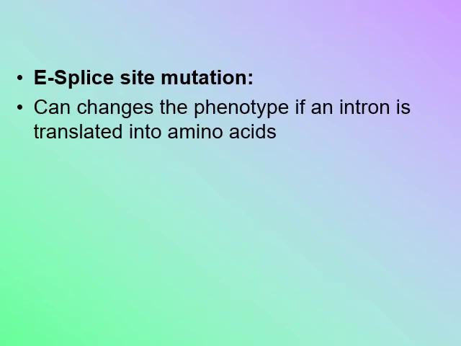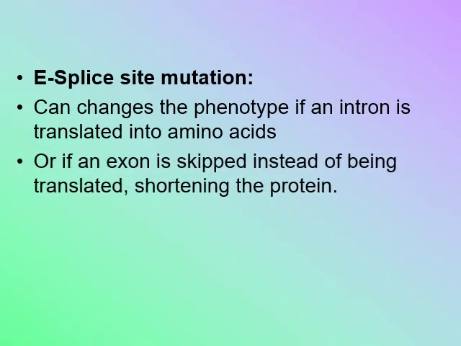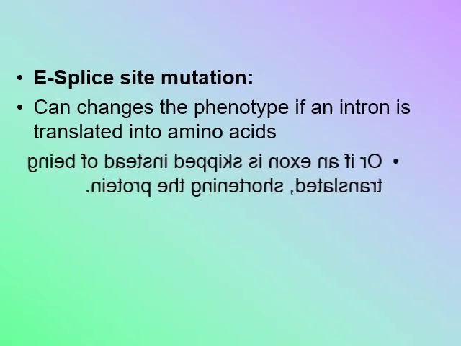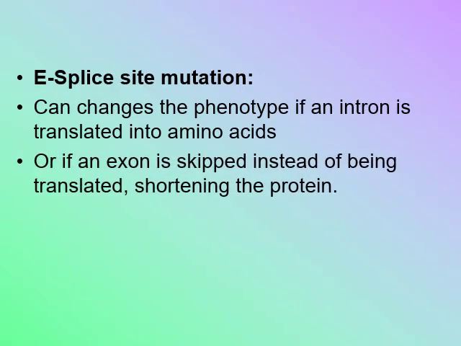The other type of base substitution is called splice site mutation, which can change the phenotype if an intron is translated into amino acids, or if an exon is skipped instead of being translated, which leads to shortening of the proteins.